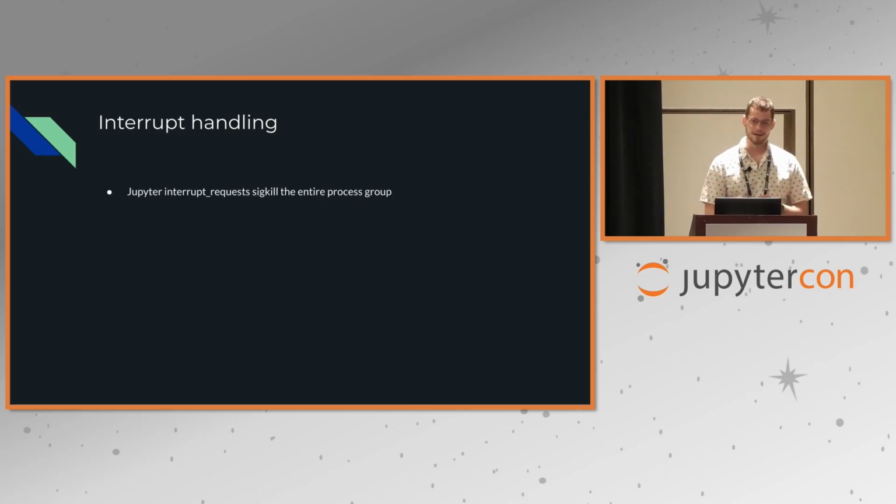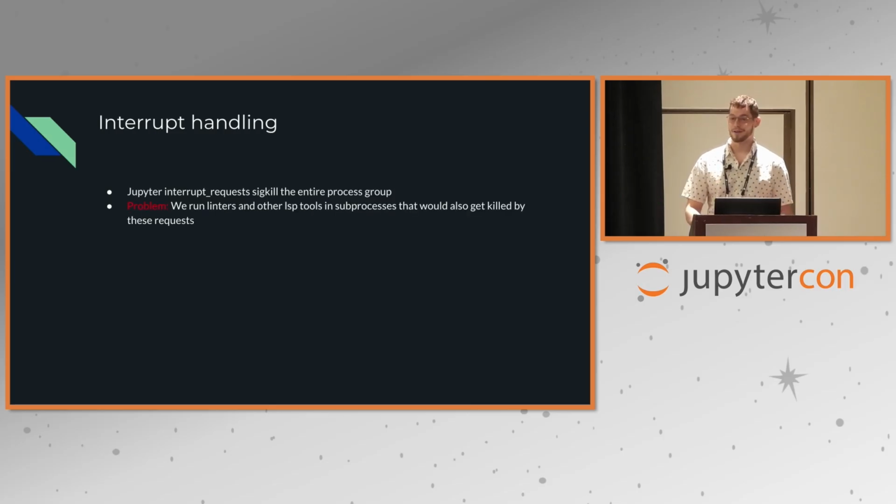So usually when the kernel gets an interrupt request, it SIGKILLs the entire process group. Which kind of makes sense. Like you have a cell that spins off some sub-processes. If you interrupt and cancel the execution of that cell, you probably want to kill those sub-processes as well. However, we run our linters and all these other LSP tools also in sub-processes. And originally, those would also get killed if you canceled the cell execution. Once again, not the greatest user experience.